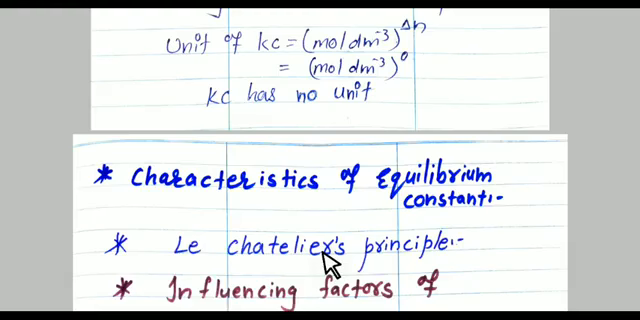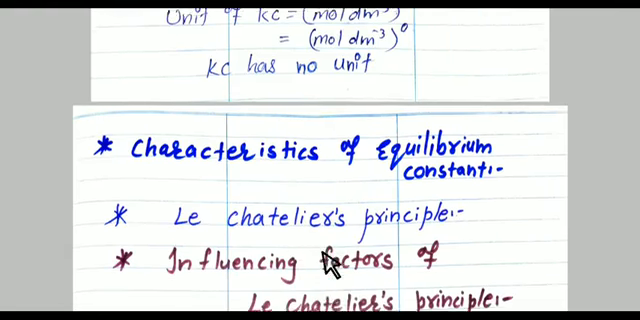Whenever any system is working in an equilibrium position, if any of the factors is changed, how does the system respond? The system responds in such a way that it minimizes the effect of the change.